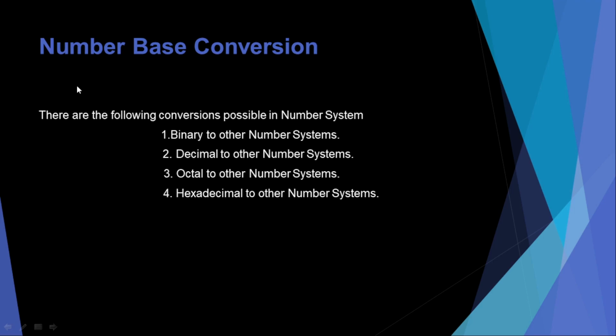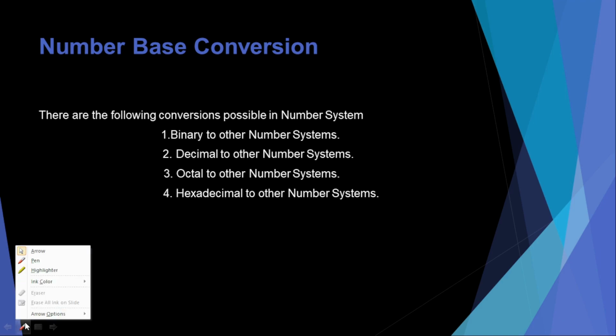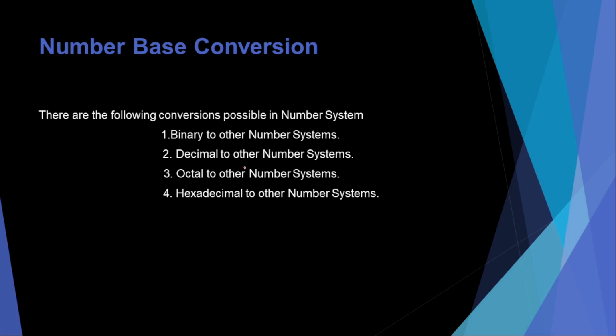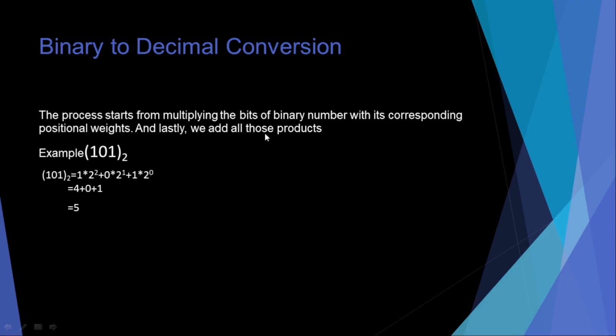Next topic is number base conversion. We can convert a number from one type to another, like binary to decimal, binary to octal, and binary to hexadecimal. Likewise, a decimal number can be converted into binary, octal and hexadecimal. The octal number can be converted into the other 3 types, and the hexadecimal number also into the remaining 3 types. In this video, I will explain only binary to other number conversions. First is binary to decimal number conversion.